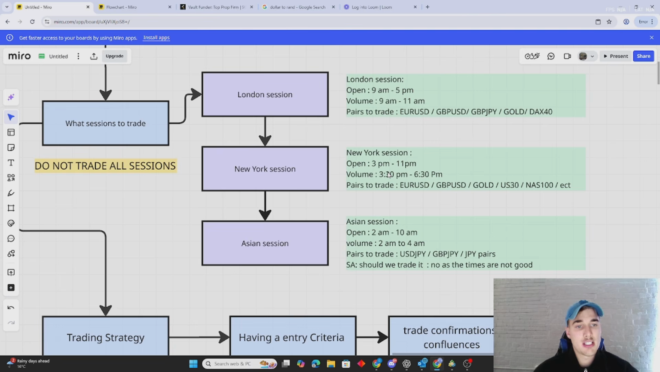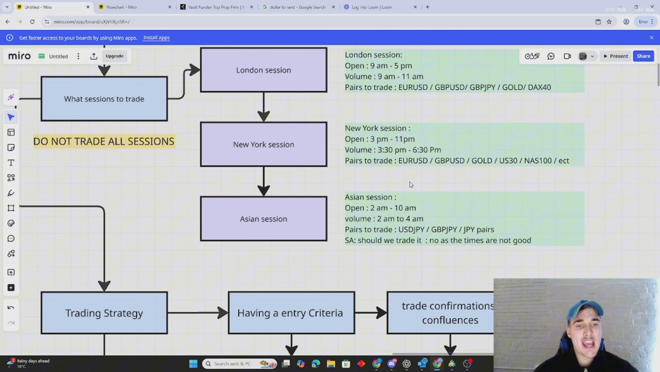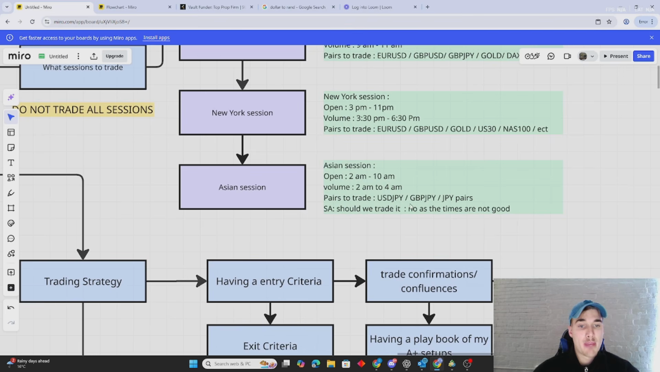Then we have Asian session. Ideally, if you are in South Africa or not in an Asian session time zone, stay away from Asian session. But just to give you some background data on it, it's 2 a.m. open and 10 a.m. closure, right? Then volume is 2 a.m. to 4 a.m., and the pairs that you can trade. As we said, yes, SA should not trade it.